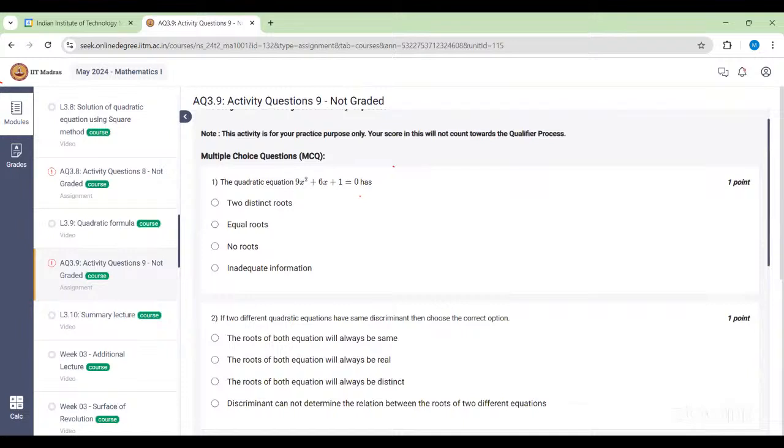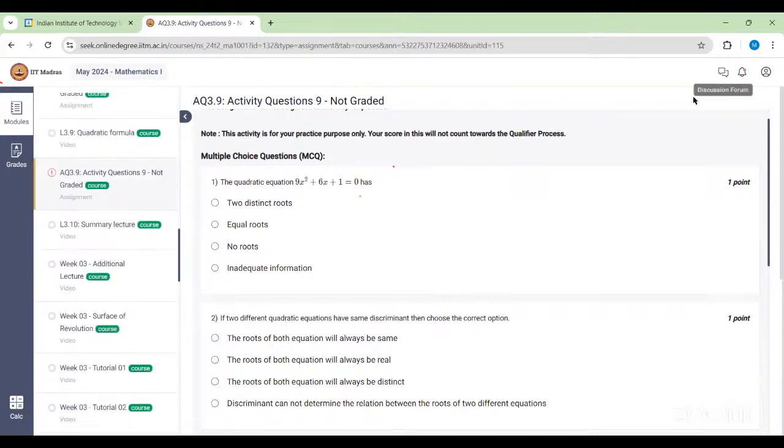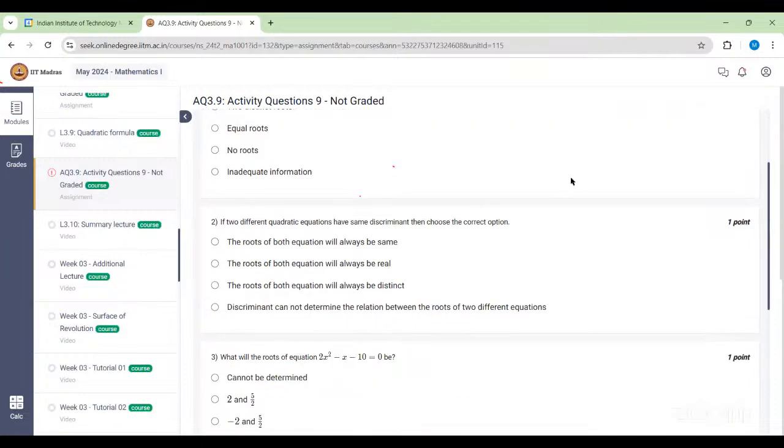Okay, if no, we can go to 3. Ma'am, in question number 2, I guess the discriminant cannot determine the relation between the roots of two different equations. In question number 2, which is option D. Right. But I guess the discriminant can determine the relation between the nature of the roots of two different equations.